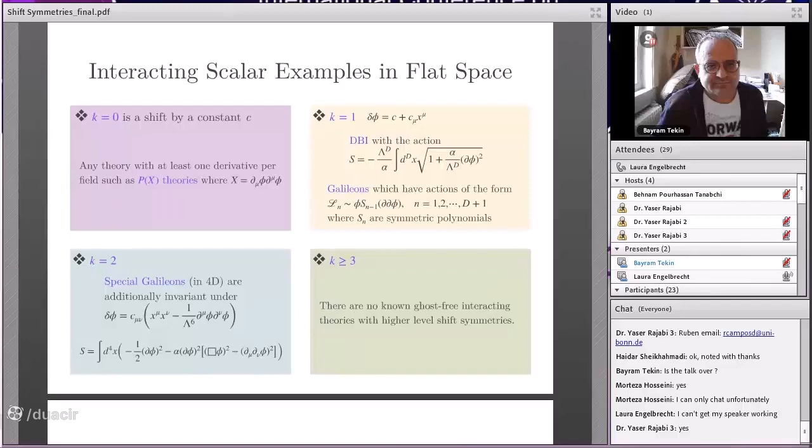At k equals 2, you have the special Galileon, which is just a particular combination of these Galileons, and it's additionally invariant under this higher order shift symmetry, which is quadratic in the x's and also has a field dependent piece. And so that is just where you take the quadratic Galileon and then add the quartic Galileon to it. And then for k greater than or equal to 3, there are no known ghost-free interacting theories with higher level shift symmetries like this.